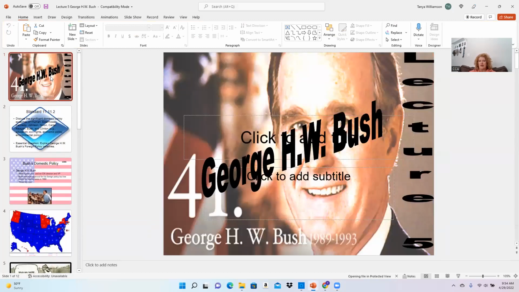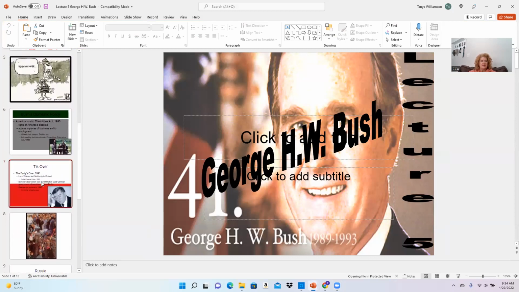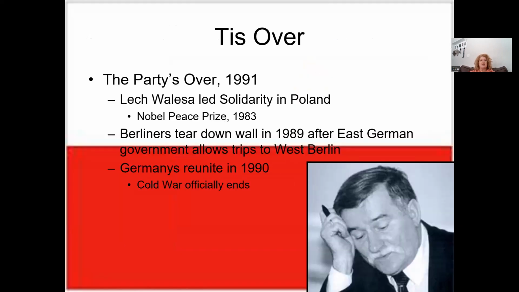So I mentioned him before. George H.W. Bush came after Reagan. Okay. I'm only going to connect the dots here on some things. That's all I'm doing, just to give you this big overview and connecting some time periods. This is the president and the time when Lech Walesa led Solidarity in Poland.